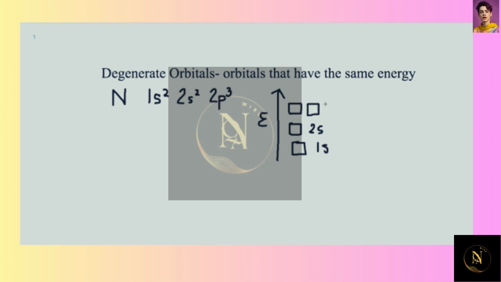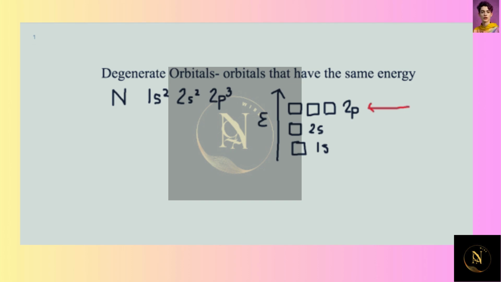Given the shape of a 2p orbital, they're able to be oriented in 3 ways in space. So there are 3 different orbitals in the 2p system. All of the orbitals in this 2p have the exact same energy, and therefore we call them degenerate. All 3 orbitals in 2p will be considered degenerate orbitals.